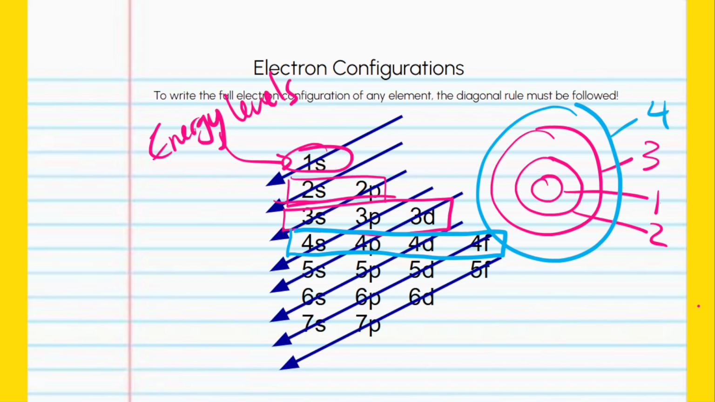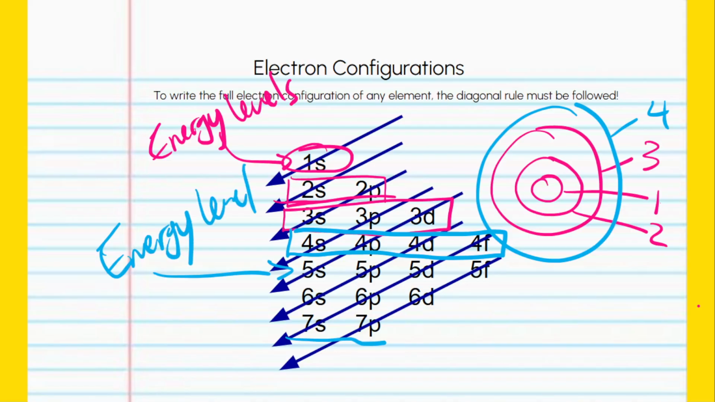Okay, so all of these numbers in the front, 1, 2, 3, all the way to 7, those are just the amount of energy levels. Okay, that's it. Whichever number it is on, that's which energy level it is on, the circles.